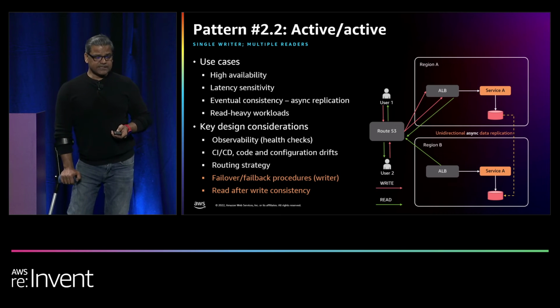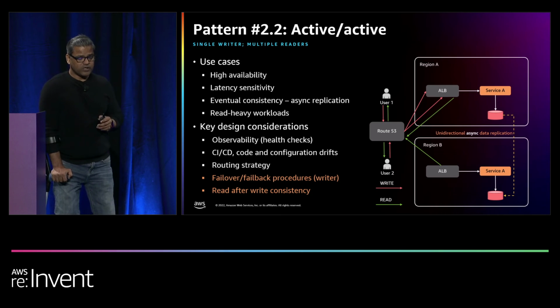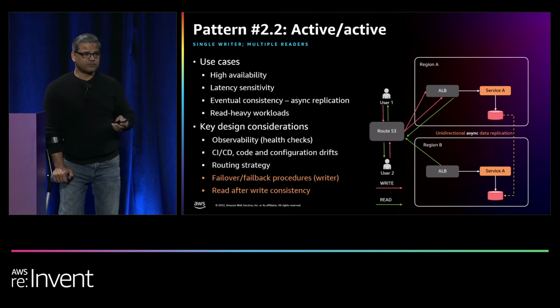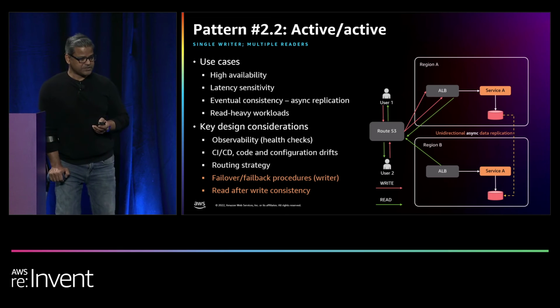The next pattern is, again, similar to what Barry touched upon as well: you now have a single writer and multiple readers. In this pattern, your users will always go to one region to write the transaction, but you can spread the read transactions across different regions. Again, this could be driven in some part by latency. Think of the geographically distributed workload.